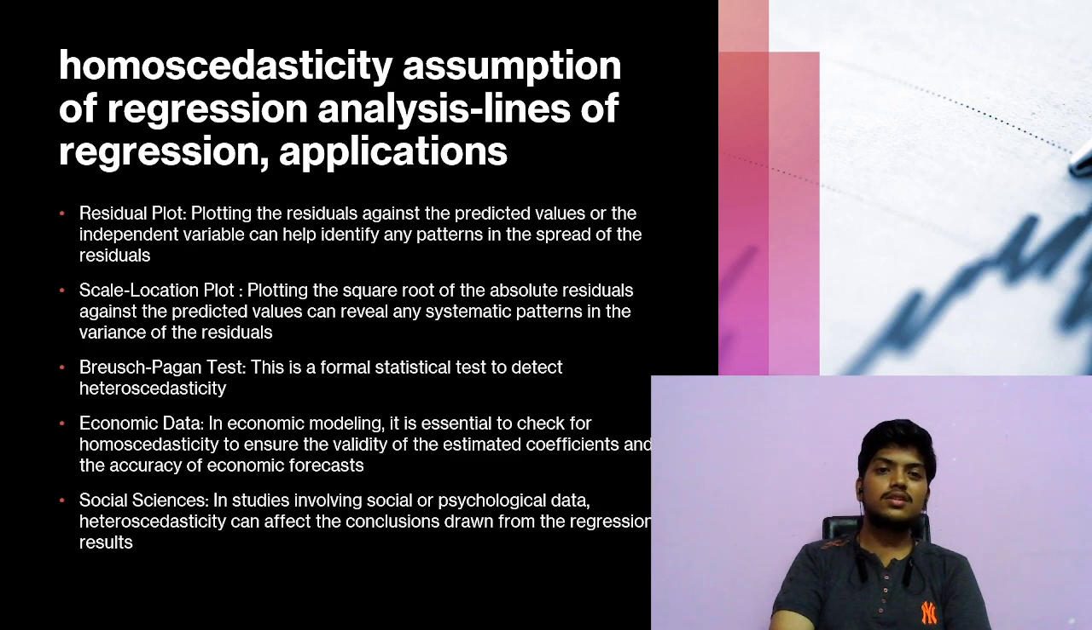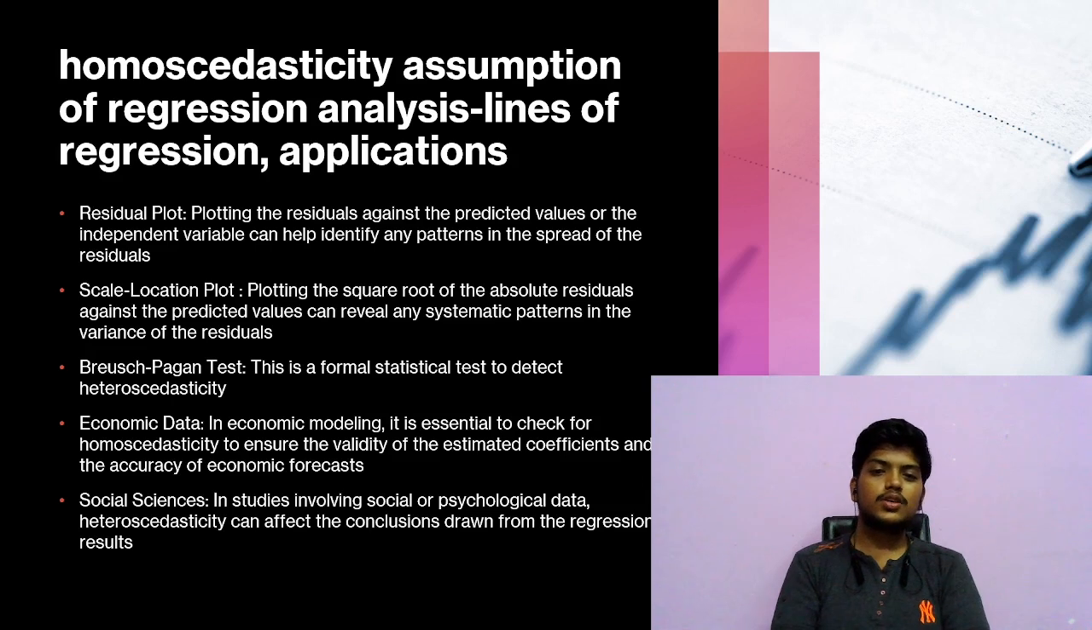Homoscedasticity assumption in linear regression is checked with residual plots, scale-location plots, and the Breusch-Pagan test, in economic data and social science. Residuals plotted against the predicted values or independent variables can help identify any patterns in the spread of the residuals. In a scale-location plot, the square root of the absolute residuals against the predicted values can reveal any systematic pattern in the variance of residuals. The Breusch-Pagan test is a formal statistical test to detect heteroscedasticity.